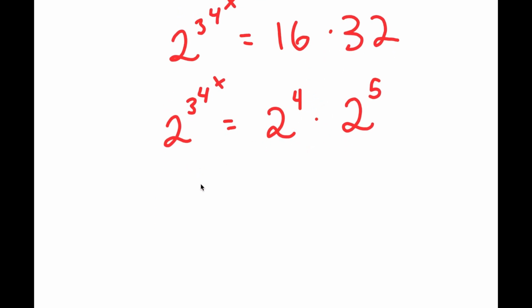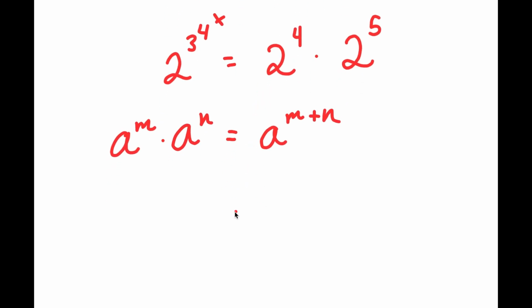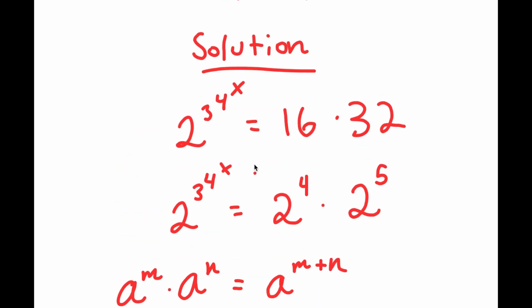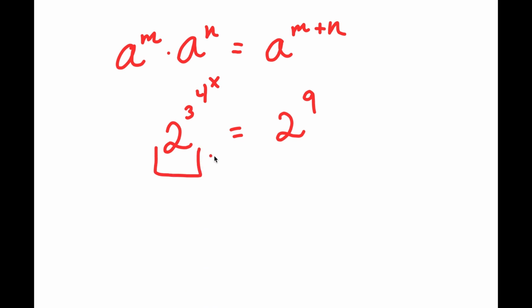Now, if I have something in the form a to the power of m times a to the power of n, this is equal to a to the power of m plus n. So 2 to the power of 4 times 2 to the power of 5 is going to equal 2 to the power of 4 plus 5, and 4 plus 5 is equal to 9, so it's going to be 2 to the power of 9. Now both sides are powers of 2.